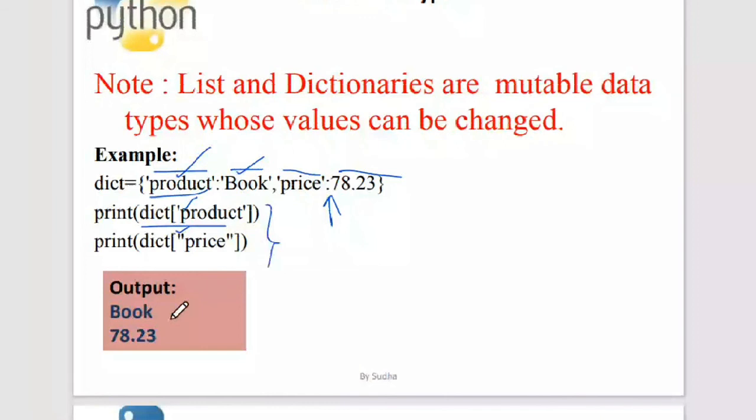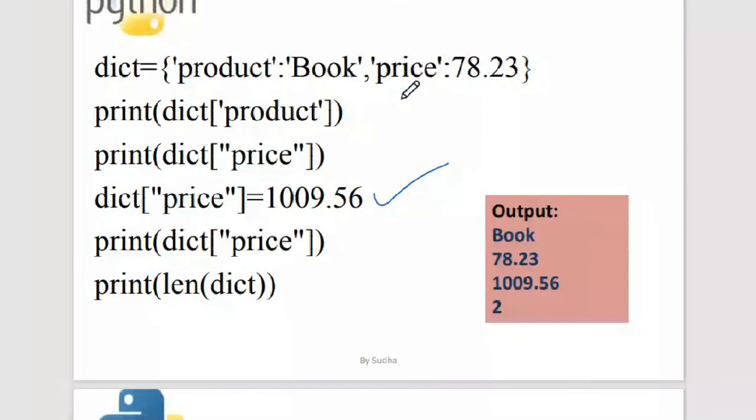Since dictionaries are mutable, see, I tried to change the value. Okay, so I tried to change the value of the price from 78 rupees to 1009.56 rupees, whatever rupees or dollars or sterling or whatever. So I just changed the value of the price, and this is valid. Okay, so when I try to print the value again, price again, it is showing the updated price over here.